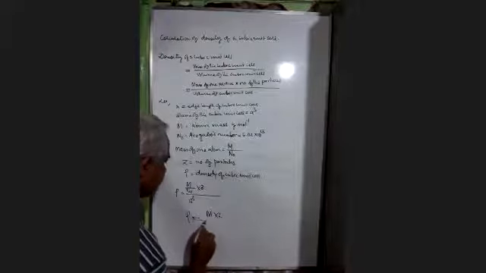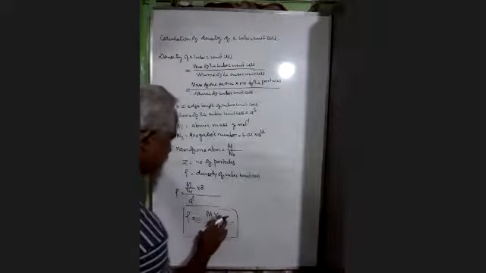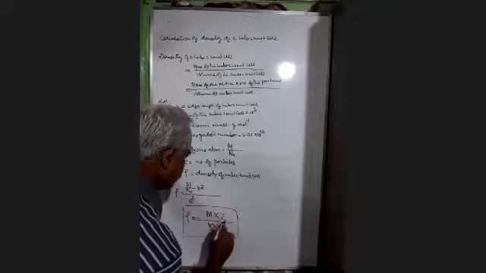Then divided by the volume of the unit cell, a cube. All right, so now we have got it. Therefore, rho is equal to M into Z divided by N0 into a cube. This formula try to remember. This is Z.